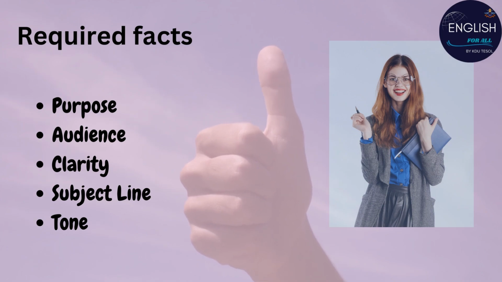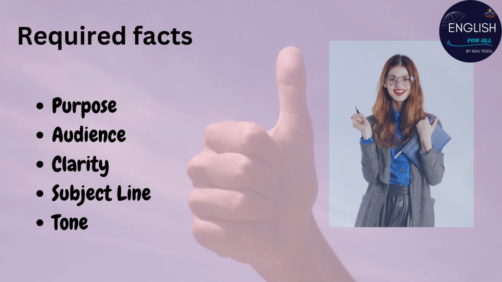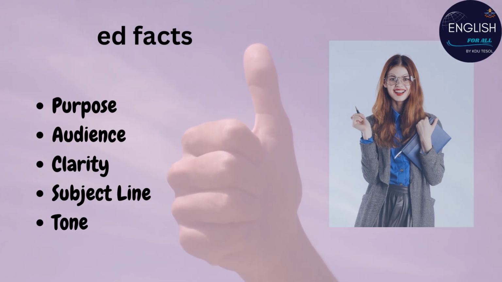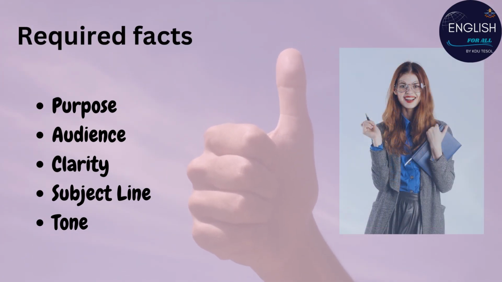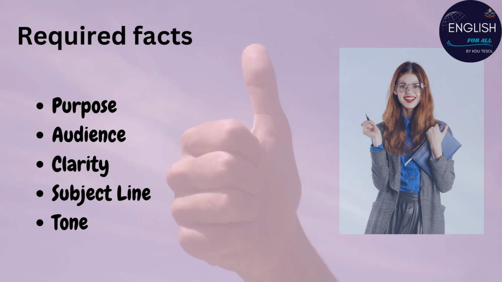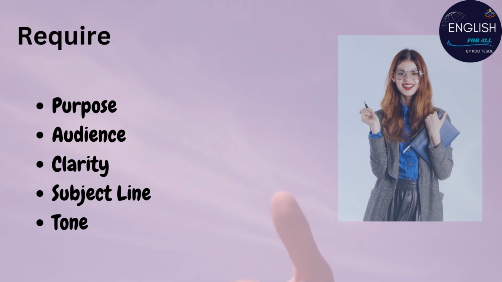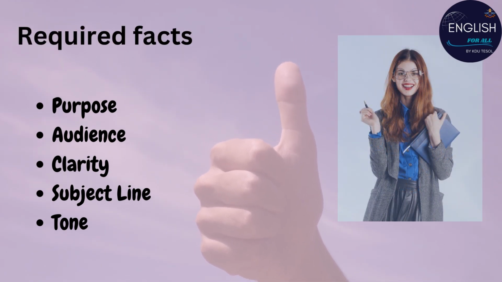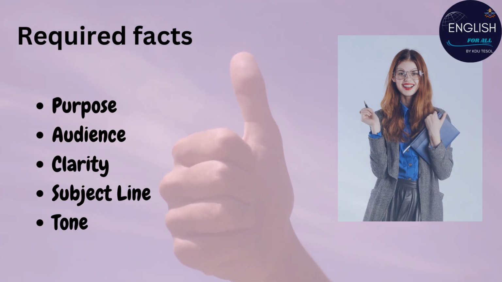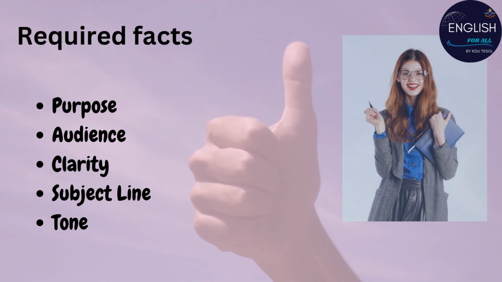Next, we have clarity. That ensures your message is concise, easy to understand, and free of jargon. Use short paragraphs, bullet points, or headings for better readability. Subject line. Craft a compelling and relevant subject line that accurately reflects the email's content. This helps recipients quickly assess its importance. Finally, you need to think about the tone of your email. Consider the appropriate tone for your message: formal, informal, friendly, professional, etc. Your tone should align with the nature of your relationship with the recipient.